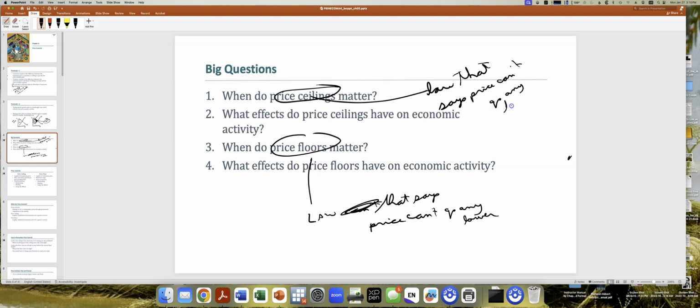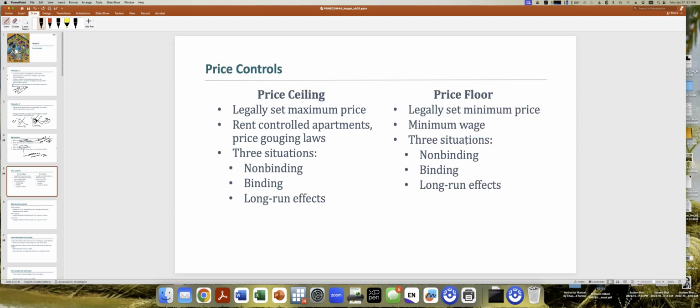So you can't go any higher than a ceiling, no lower than a floor, just like in a house. Now, each of these types of laws have economic consequences, have consequences on economic activity, as we'll see in this chapter. Okay, so where do we see these things?